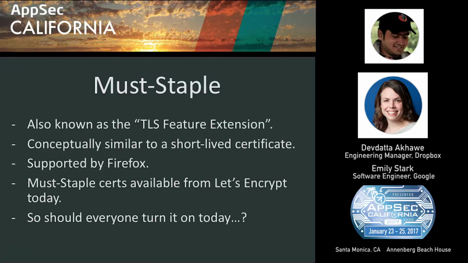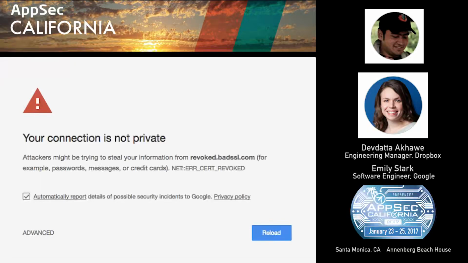The answer can be summed up in this scary page. This is Chrome's certificate error page. This is what happens when we encounter an error on certificate verification, and in particular, this is what happens if a site is using a must staple certificate but screws up and does not deliver a valid stapled OCSP response. We think that if everyone were to go implement and turn on must staple today, users would see a lot of this.